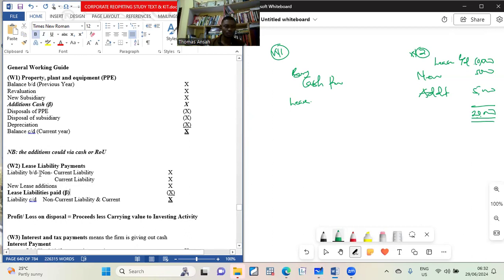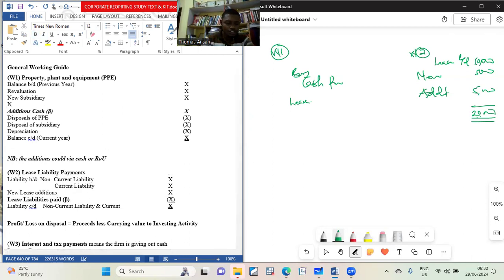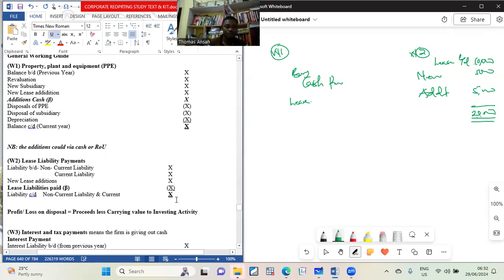Like I said, it can be a cash or a lease addition, which means that there is a possibility of a new lease addition. If it is like that, then you bring it in. So be careful about these things. Now if it is decreasing, then it is your lease liability payment you are seeing.